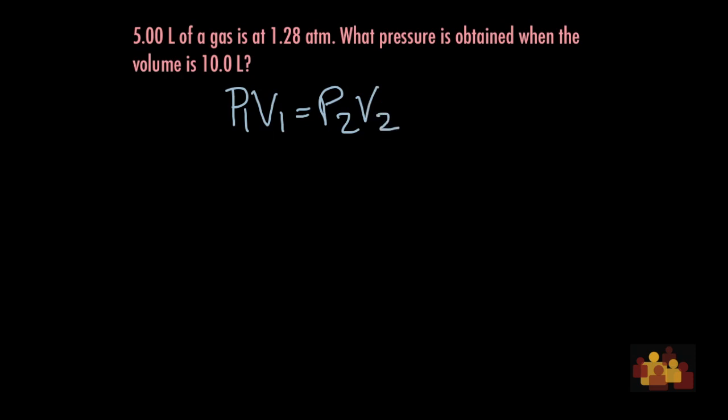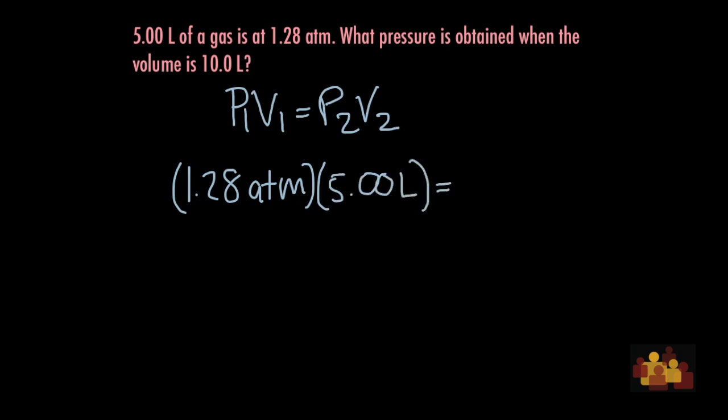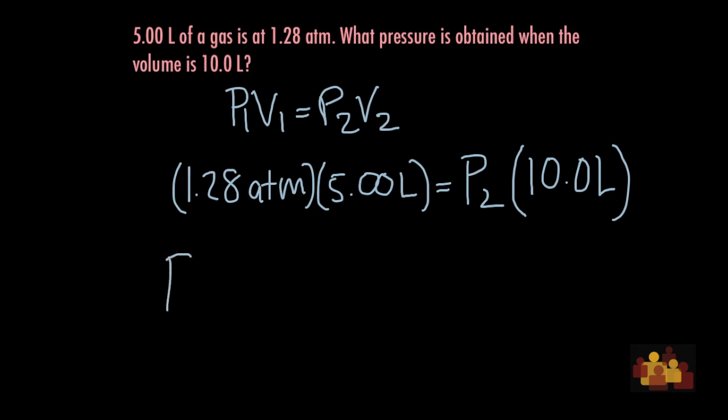We are given the initial pressure and volume, so 1.28 atmospheres times 5.00 liters equals, we are not given P2, but we're trying to find the final pressure, so we can keep that as P2. And we know the final volume, which is 10.0 liters. Since we have one unknown, we can solve this equation using algebra.